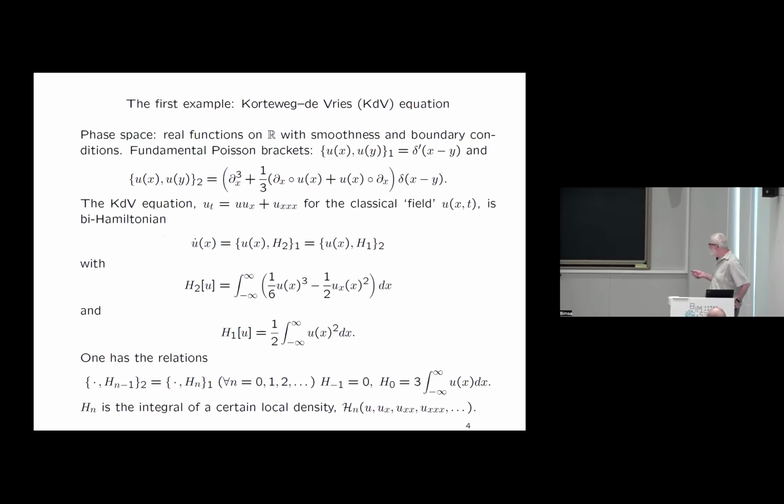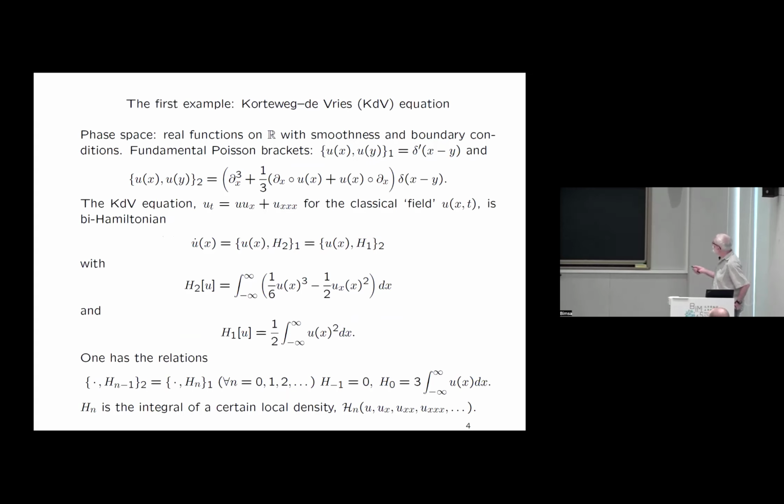The first example, when this was actually discovered, was an infinite dimensional Hamiltonian system. It was discovered by Magri. I am not totally sure now in what year, 1971 maybe, or something like that, a long time ago, when he was studying the Korteweg-de Vries equation, this famous soliton equation, describing shallow water waves in a narrow channel.